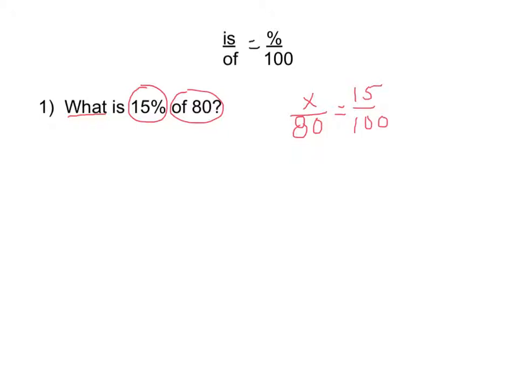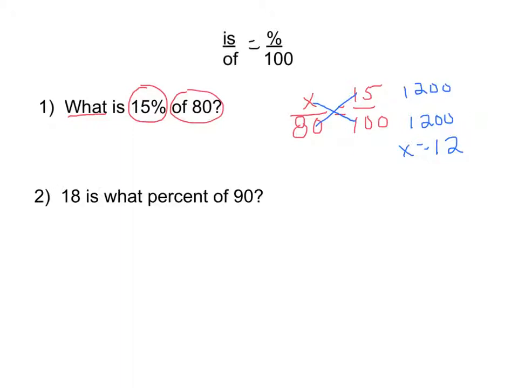Now I'm going to use that idea of proportion, and I know that I need to multiply 80 times 15. 80 times 15 is equal to 1200. So I know that x times 100 also has to equal 1200. So x would have to be equal to 12. So 15% of 80 is equal to 12.